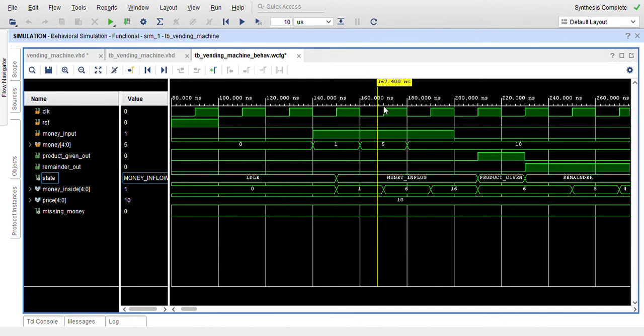Then at the other rising edge, we have 5 Turkish liras, and money inside is 6 Turkish liras. At the next rising edge, we have 10 Turkish liras, and money inside is 16 Turkish liras. So here the product given out signal is active, so our state is product given.